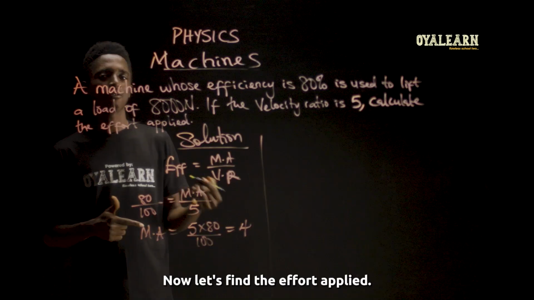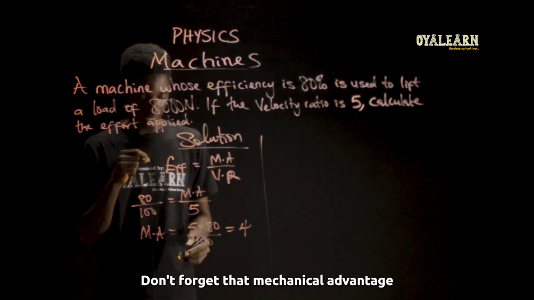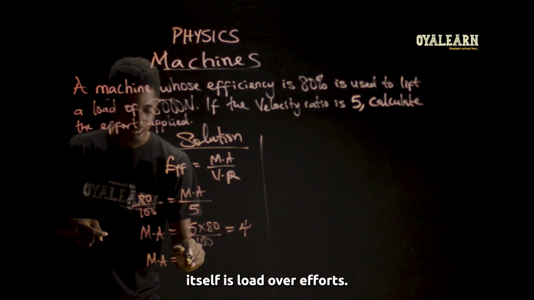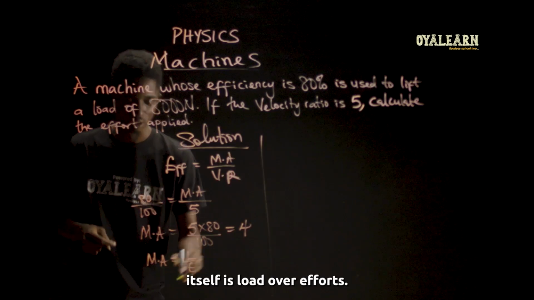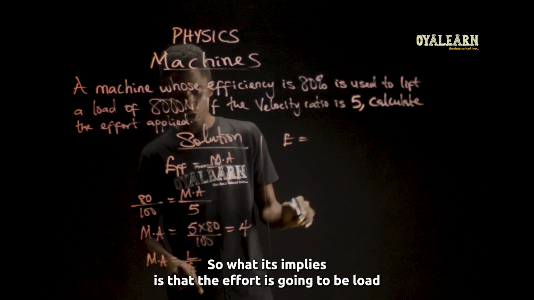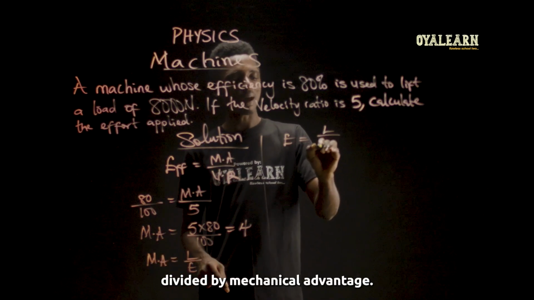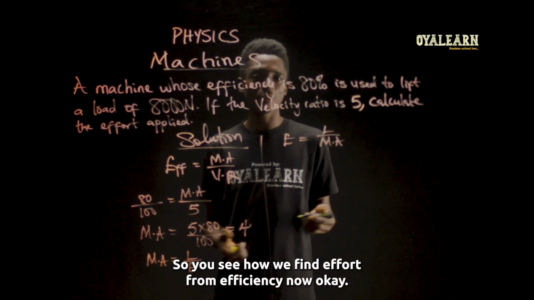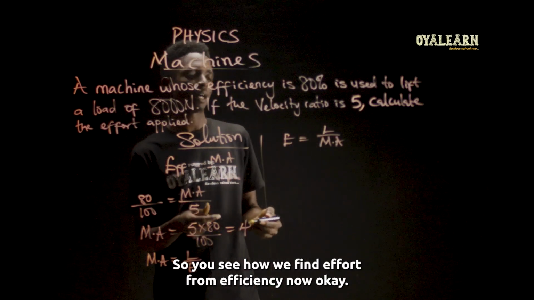Now, let's find the effort applied. Don't forget that mechanical advantage itself is load over effort. So what this implies is that the effort is going to be load divided by mechanical advantage. So you see how we find effort from efficiency now.